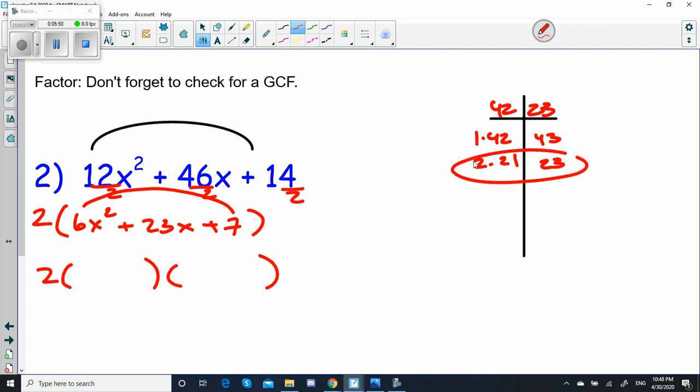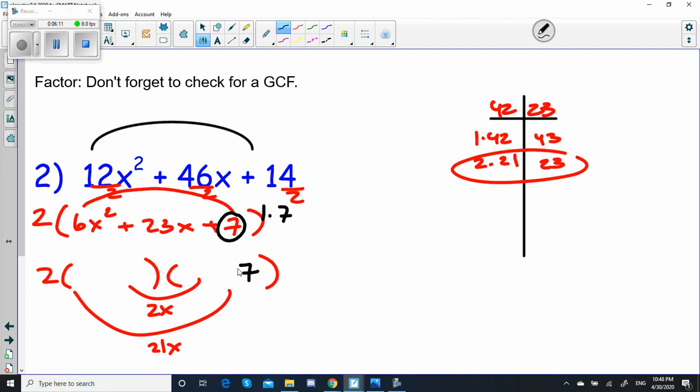That's it. So I'm going to make the middle one 2x and the outside ones 21x. And I'm going to start with this 7 because 7's prime. There's only 2 factors, 1 times 7. And I'm going to finagle them in there. So I can't put the 7 here because 7 times nothing gives me 2x. So I'm going to put the 7 in the back position and the 1 here.